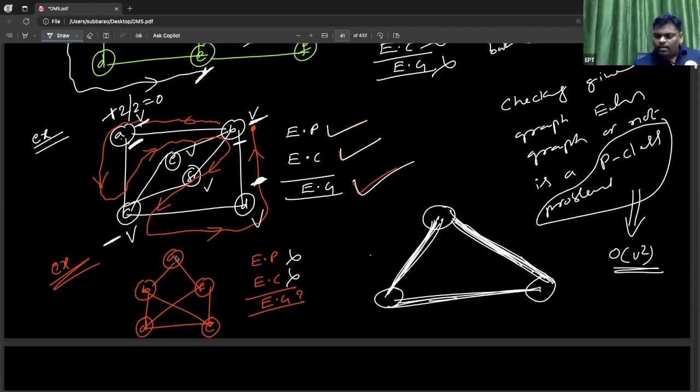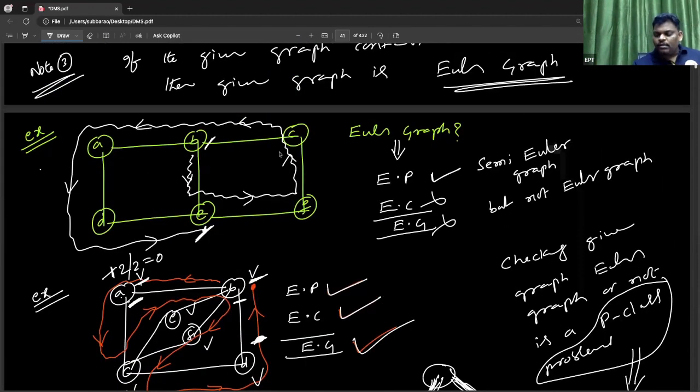Okay, fine. You got some idea? Can you come back here? Interesting answer. Is it a Euler graph? Easily you will get it. I will give the notes also, don't worry. Problem number 1, is it a Euler graph? Can you help me now?